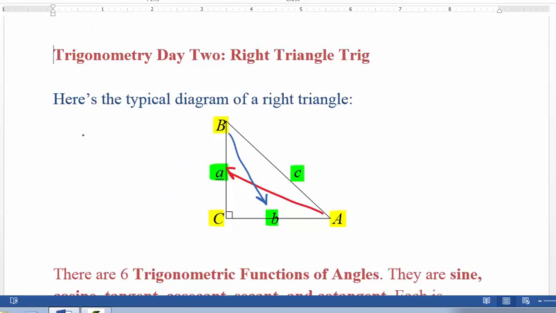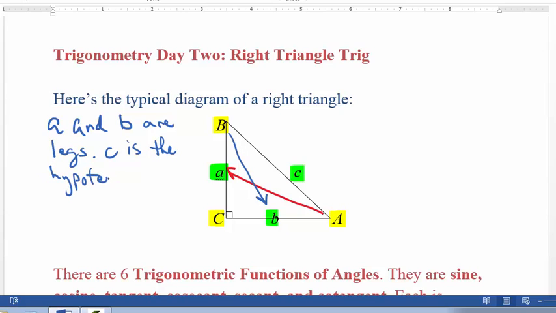So if you recall from geometry class, this is a right triangle, and you know that a and b are called legs, and c is the hypotenuse. So you've got legs and you've got the hypotenuse.